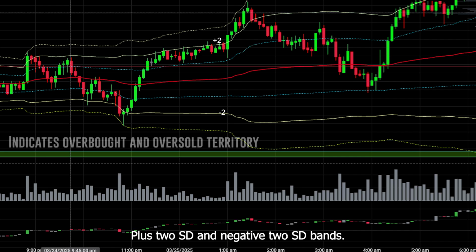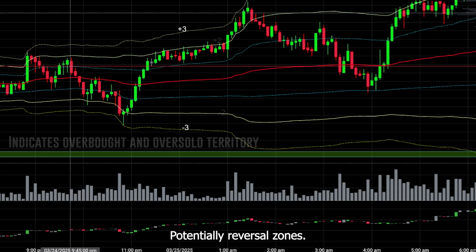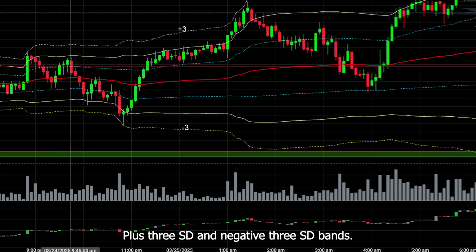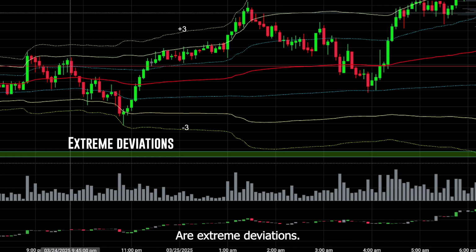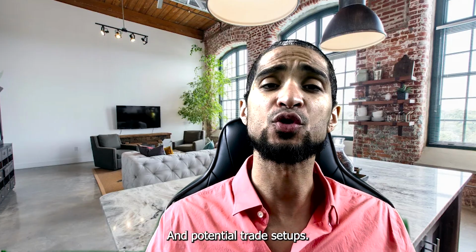Plus 2 SD and negative 2 SD bands indicate overbought or oversold territory, potentially reversal zones. Plus 3 SD and negative 3 SD bands are extreme deviations. When price hits these zones, expect high probability mean reversion or a continuation if momentum persists. Institutions often use these bands to spot liquidity zones and potential trade setups.